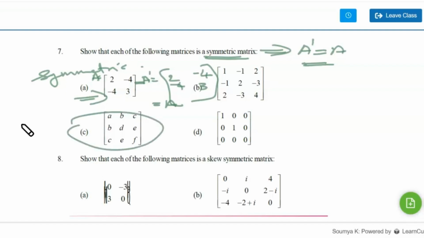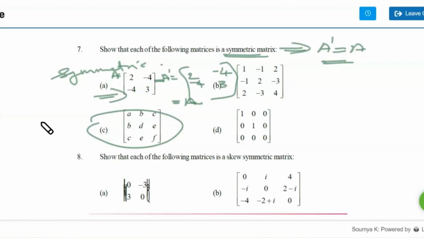Now consider this example C. In this example, A, B, C is your first column. First row becomes A, B, C. Second row becomes B, D, E. Third row becomes C, E, F. And carefully see this A transpose, whether both of them are equal. The given matrix and the transpose, they are the same or not. B, D, E, C, F. If you look at each and every element, everything is the same. So we call this also symmetric. If it is not symmetric, A transpose and A won't be equal to each other.